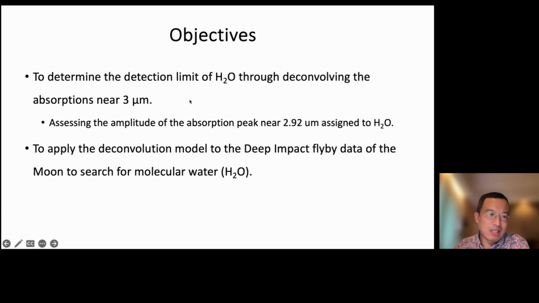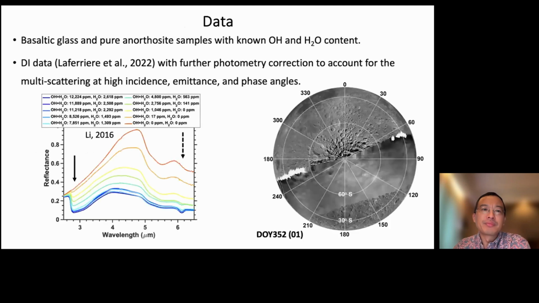we have two objectives. The first one, we want to determine the detection limit of H2O through deconvolving the absorptions near 3 micron. Particularly, we will assess the amplitude, the strength of the absorption peak near 2.92 that is assigned to H2O. And then we will apply this model to the Deep Impact flyby data of the Moon to search for molecular water, like H2O.